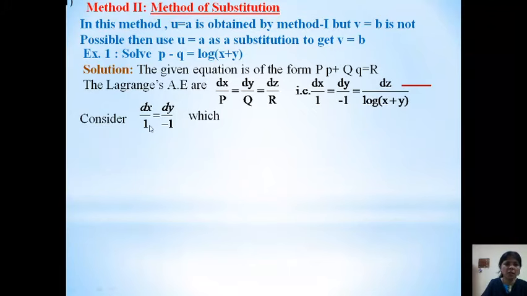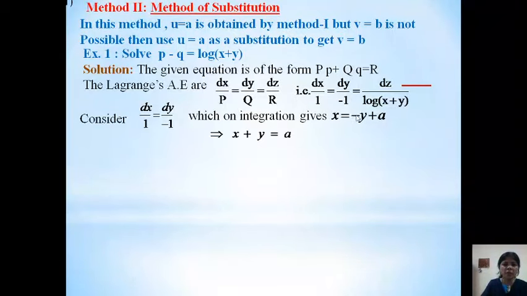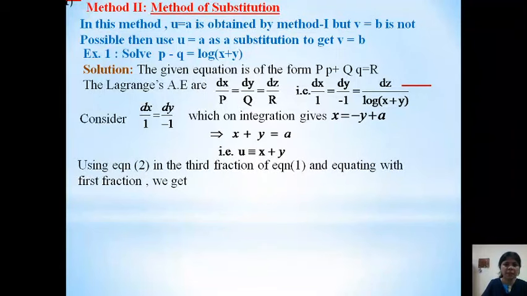So consider dx by 1 equal to dy by minus 1, which on integration gives us x is equal to minus y plus a. Shift all variable terms to one side, so we get x plus y equal to a. So leaving this constant, we get u is equal to x plus y. Now if you observe this carefully, it is not possible to consider the other two pairs.